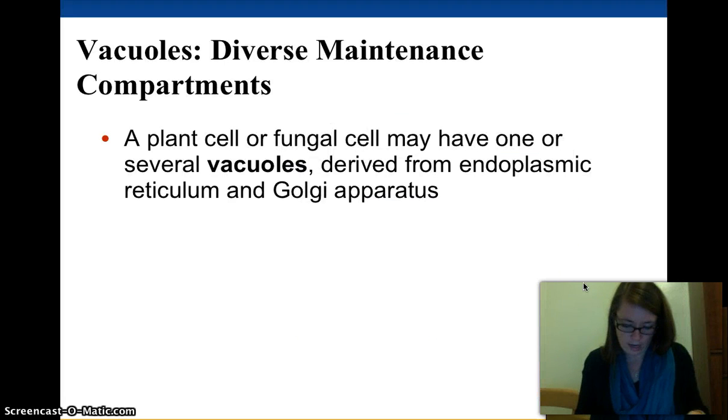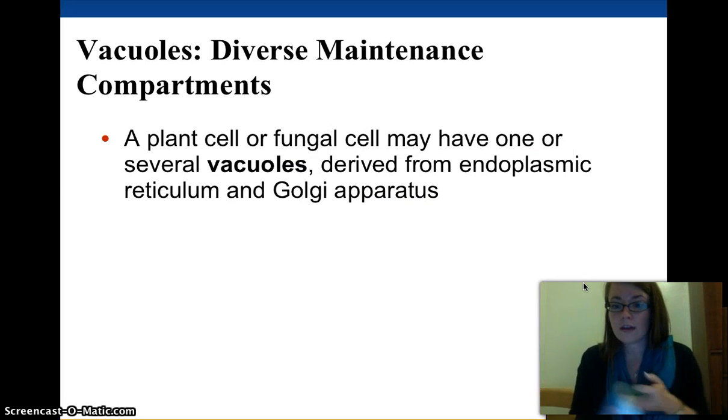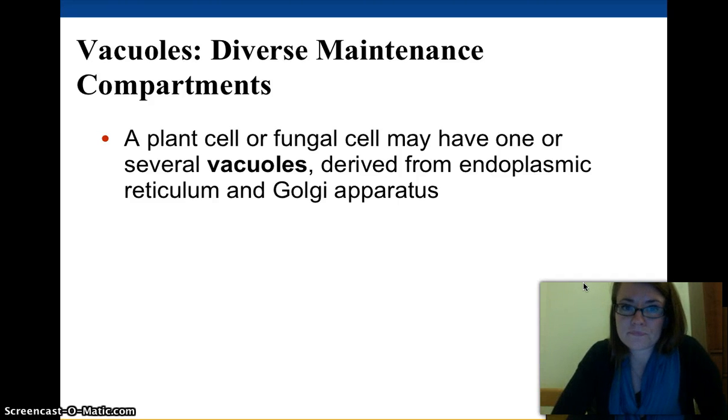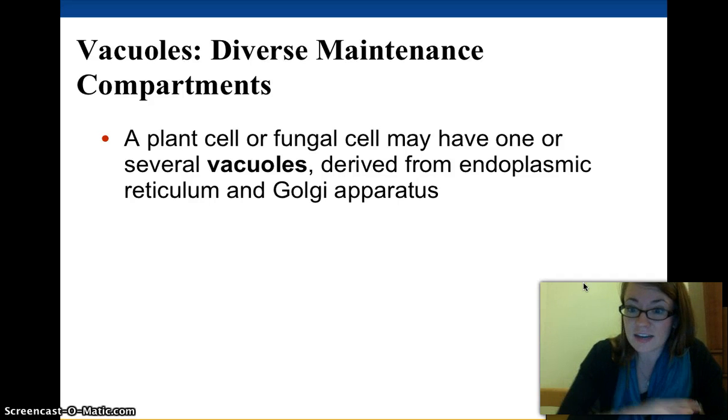And then lastly, we have what are called vacuoles. Vacuoles are basically storage closets inside of the cell, or diverse maintenance compartments. There are several different kinds of them. A plant or fungal cell may have one or several vacuoles derived from endoplasmic reticulum and Golgi apparatus. So it's a membrane-bound organelle with one of many things inside of it.